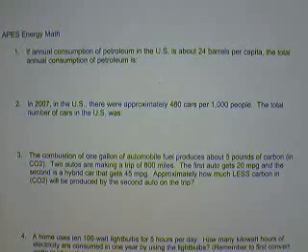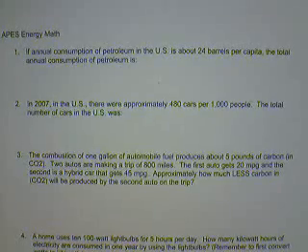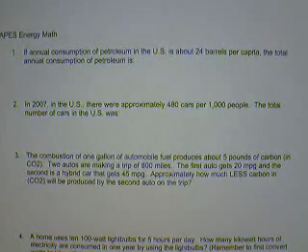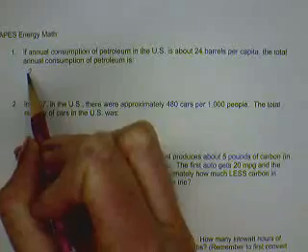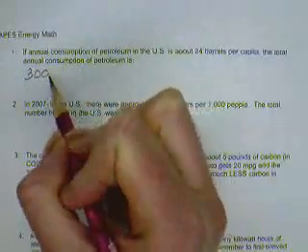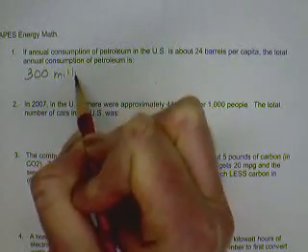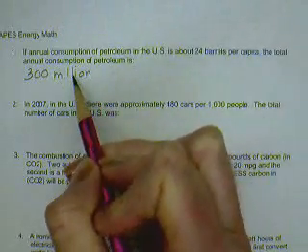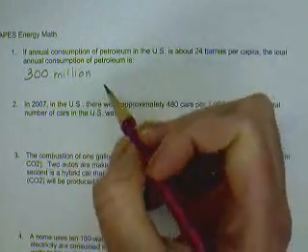In this video, I will go over how to do numbers 1 through 4 of the APES Energy Math. Number 1. How you solve number 1 is you take 300 million, and I suggest using the word million instead of writing out zeros. But if you use the word million in your problem, make sure you also use it in your answer.